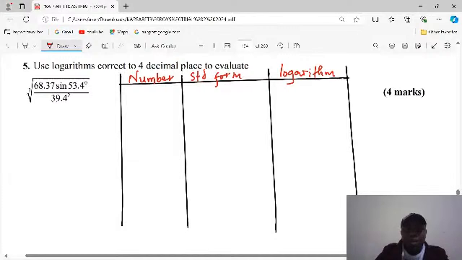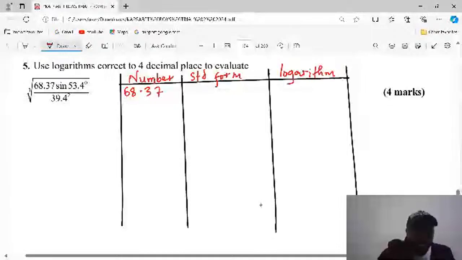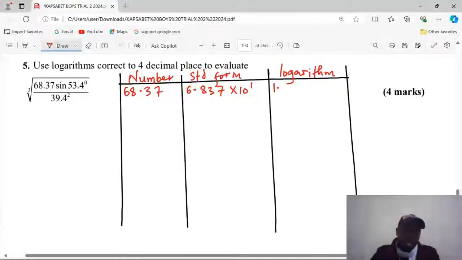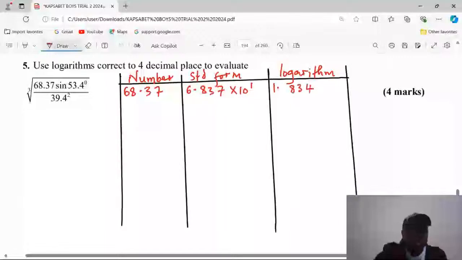The first number is 68.37, whose standard form shall be 6.837 times 10 power 1. So we will have 1 point as the logarithm. We use the power of 10 in this. So that is 1. Then we now read the log of 6.837. This is going to give us, to 4 decimal places, 8349.